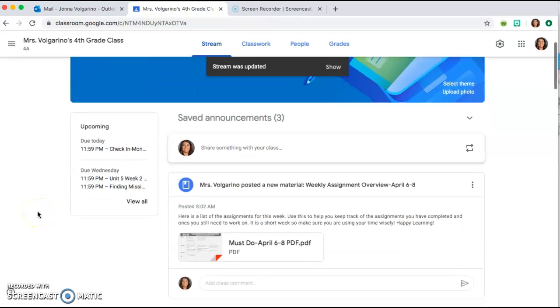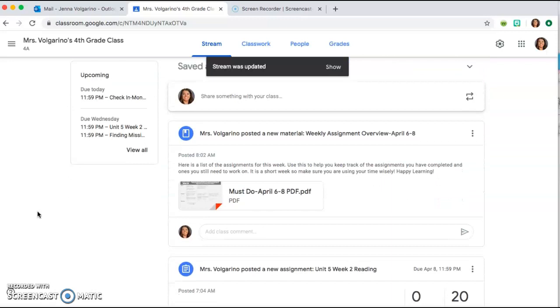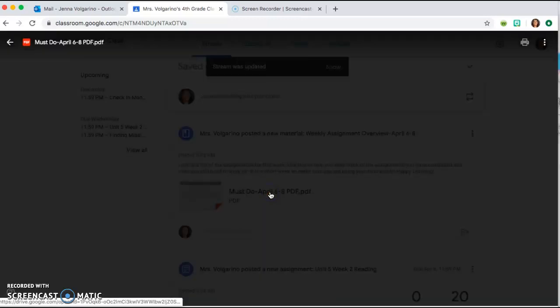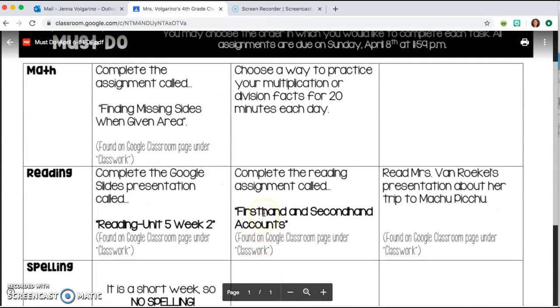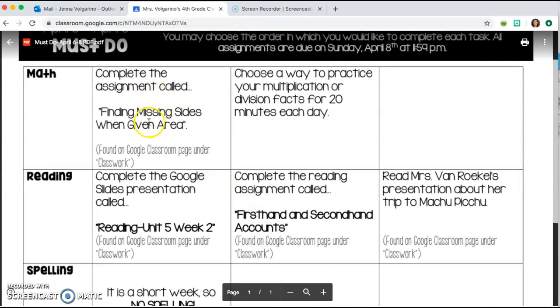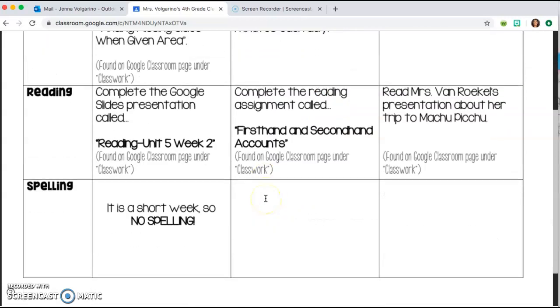So our assignments have been posted for the week. At the top of our stream is our weekly assignment overview for April 6th through 8th. So we want to go ahead and click on that and see what we need to do this week. So math, looks like we have an assignment right here called missing sides when given area, and then we need to choose a way to practice our multiplication or division facts for 20 minutes each day.